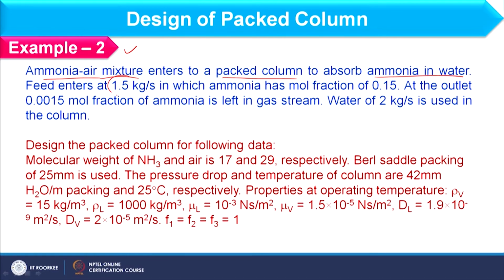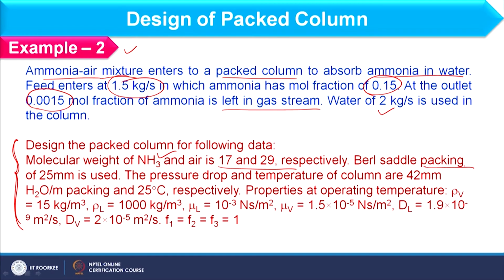Feed enters at 1.5 kg per second, where ammonia has mole fraction of 0.15, right. At the outlet, 0.0015 mole fraction of ammonia is left in the gas stream. Water, which is available as 2 kg per second, will be used as a solvent in the column. I need some data, which are given here, such as molecular weight of ammonia and air.